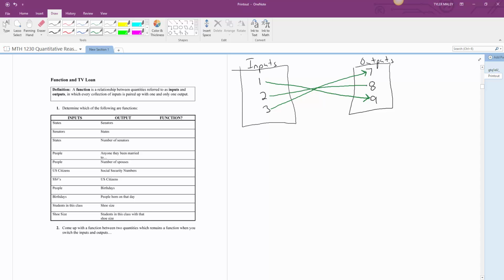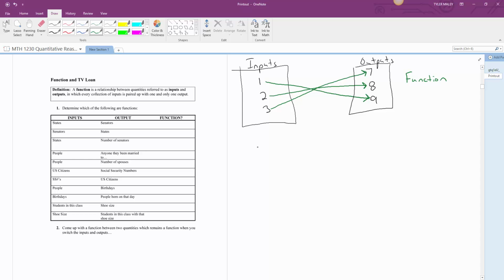Right? So if we had something like this, every input, right? My inputs are 1, 2, and 3. All of them are being mapped to one and only one output, right? So 1 goes to 9, 2 went to 8, and 3 went to 7, right? So in this situation, this would describe a function, right?